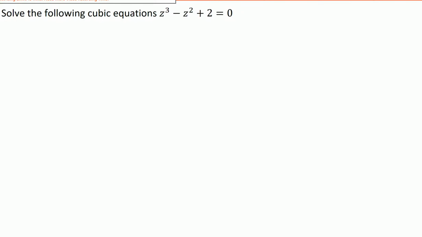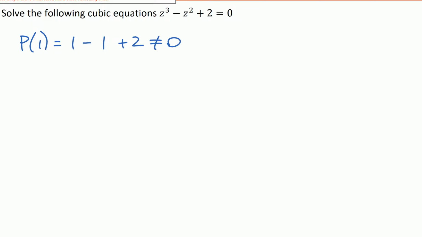Okay, so how are we going to solve this cubic? What's the first thing we're going to do? Substitute some values. What value should I substitute in? 1. Why 1? Because 1 goes into 2. Because it's pretty easy, okay? So that's going to be 1 minus 1 plus 2. That does not equal 0, eh?